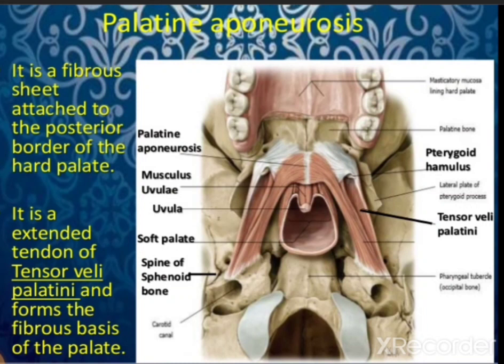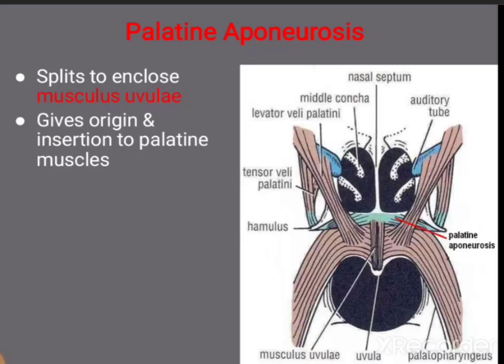It is a fibrous sheet which is attached to the posterior border of the hard palate, as we have seen in the previous image. It is the extended tendon of the tensor veli palatini muscle and forms the fibrous basis of the palate. So this is the palatine aponeurosis, the green colored area. It splits to enclose the musculus uvulae. The musculus uvulae is a small muscle lying in the midline of the soft palate, and this palatine aponeurosis splits to enclose this muscle, and it gives origin and insertion to the palatine muscles.